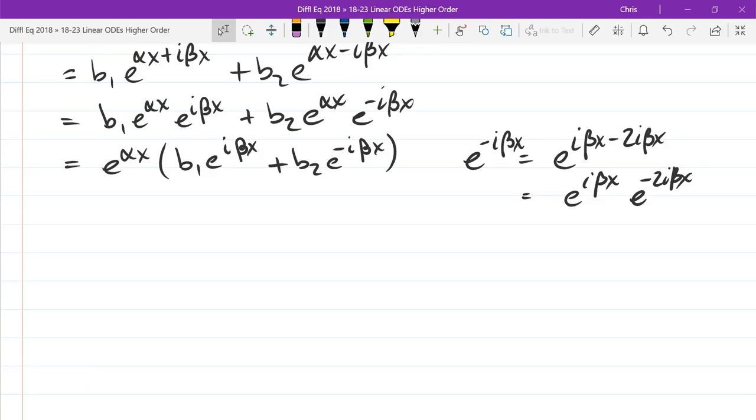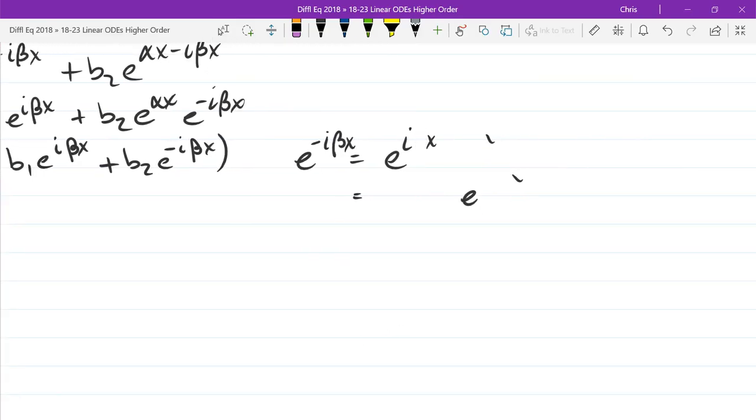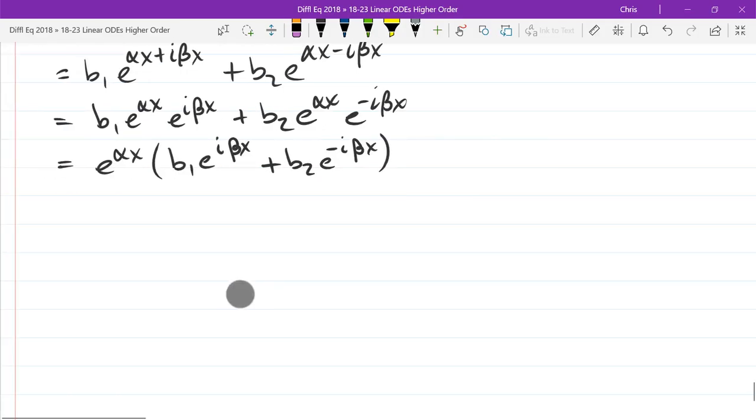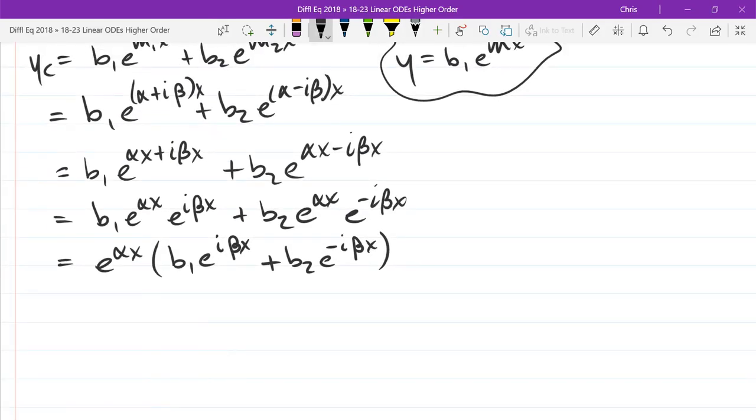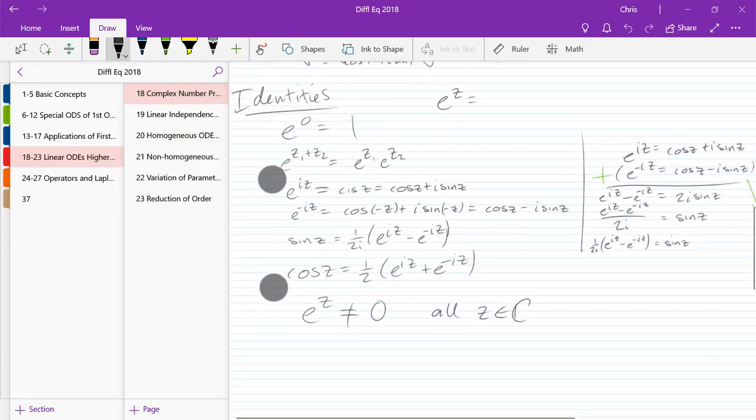So we're going to go back to an identity we looked at a while ago. Let's forget about all this stuff. It's not the route we're going to go. We spent a while doing some complex identities, so let's look back, and hopefully this is back in 18.